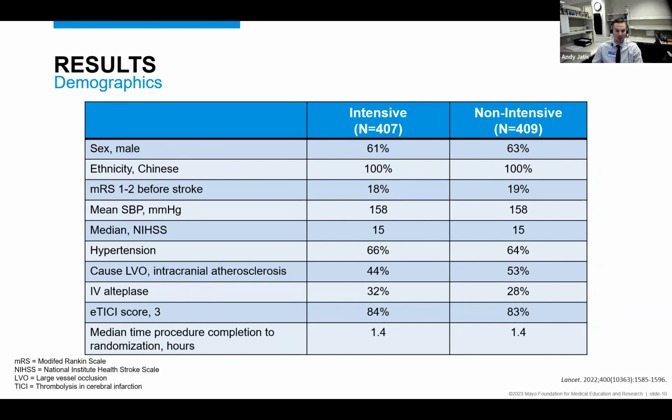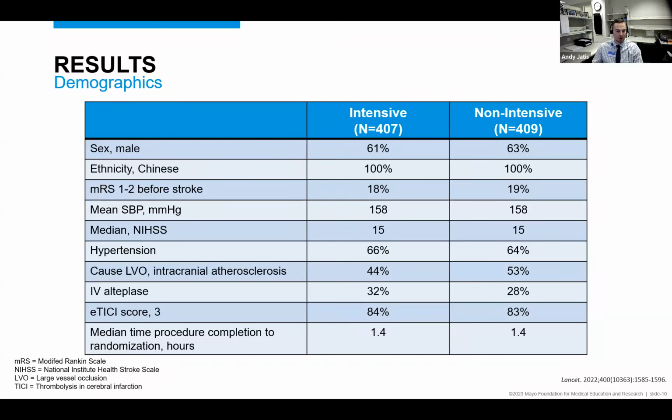Patients had hypertension quite frequently at baseline, so over 50% of the cohort. Could be, of course, important when you think about how quickly we'd want to increase or decrease someone's blood pressure and where they might live as far as autoregulation at baseline. And a large majority of the causes of large vessel occlusions were related to intracranial atherosclerosis, and about a third of patients did receive alteplase.